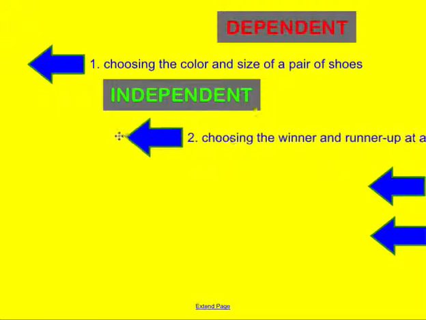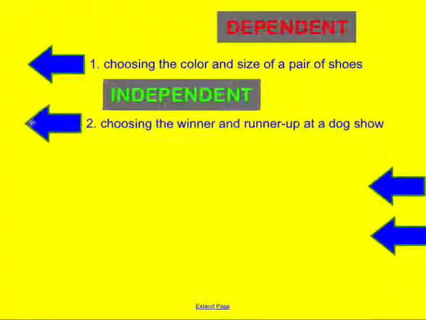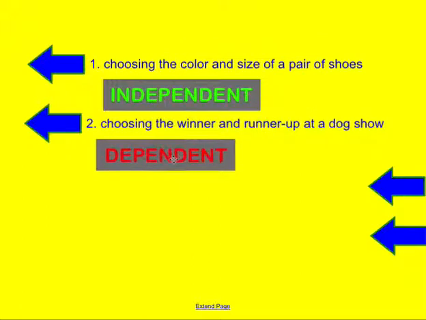Next, let's take a look at this next one. Choosing a winner and a runner-up of a dog show. Well, think about it this way. Once you've chosen a winner, there's only so many dogs left that you can choose from because you're losing one because it's the winner. So that makes that one dependent.